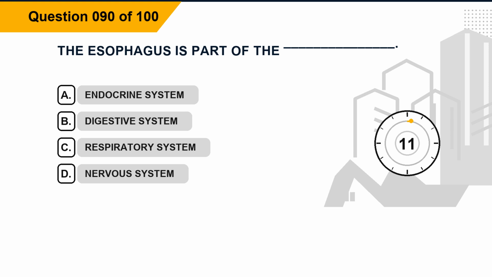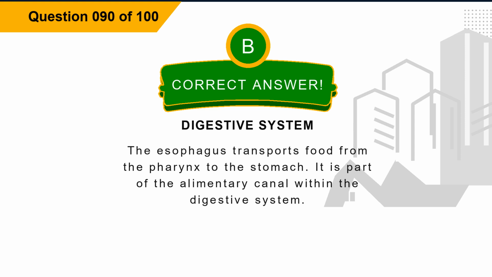Question 90. The esophagus is part of the blank. Option A, endocrine system. Option B, digestive system. Option C, respiratory system. Option D, nervous system. The correct answer is option B, digestive system. Explanation: the esophagus transports food from the pharynx to the stomach. It is part of the alimentary canal within the digestive system.